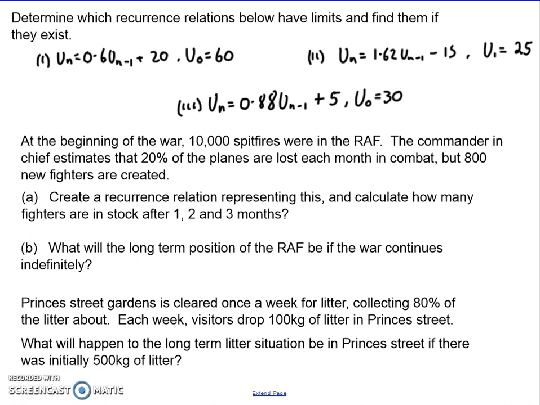The Commander-in-Chief estimates 20% are lost each month in combat, but 800 new fighters are created. Calculate a recurrence relation for this. How many fighters are left after 1, 2 and 3 months? And what will the long-term position of the RAF be if the war continues indefinitely?